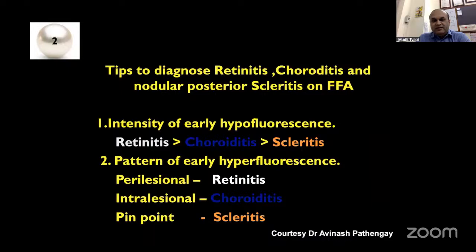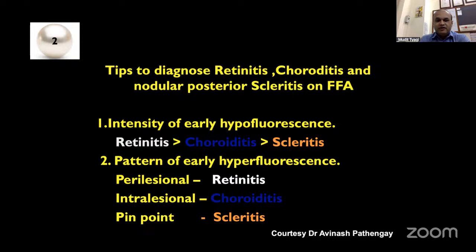Now comes the second clinical point. A lot of times we see lesions on the posterior pole or in the retina, and the dilemma is whether you are dealing with a retinitis or a choroiditis, or sometimes a mimic, a nodular posterior scleritis. A very easy way to differentiate them is on the basis of an FFA, or fluorescein angiography. This is a pearl given to us by one of our uveitis teachers, Dr. Avinash Patange, and I found it very useful, so I end up sharing it with most people. Look at two things: number one, the intensity of early hypofluorescence, and number two, the pattern of early hyperfluorescence.